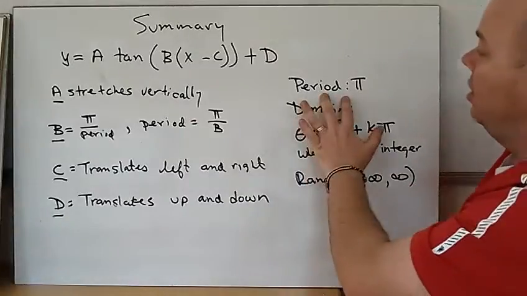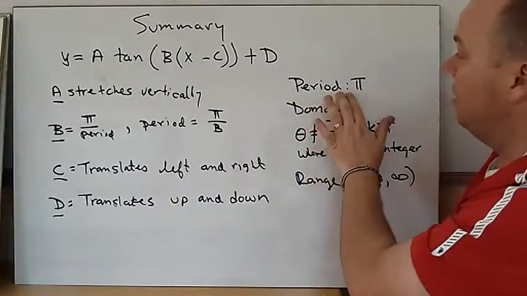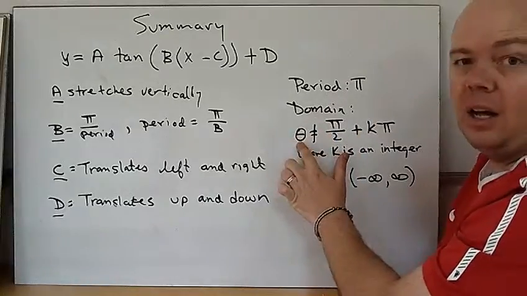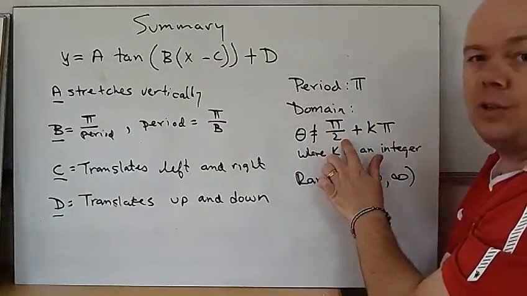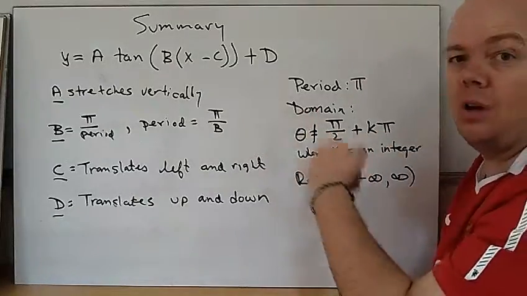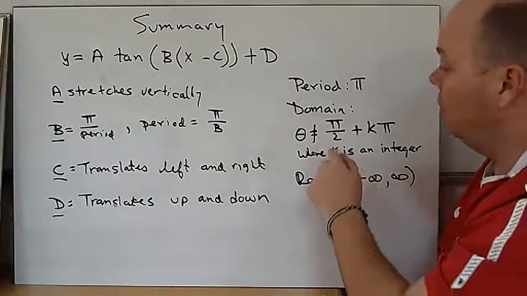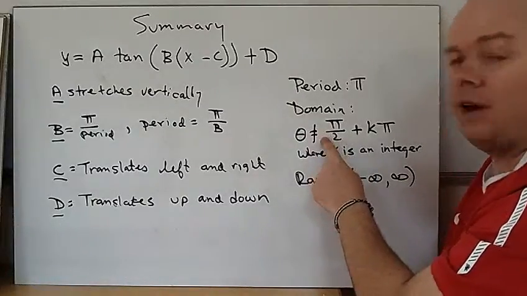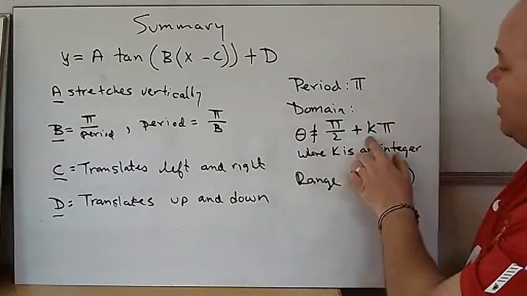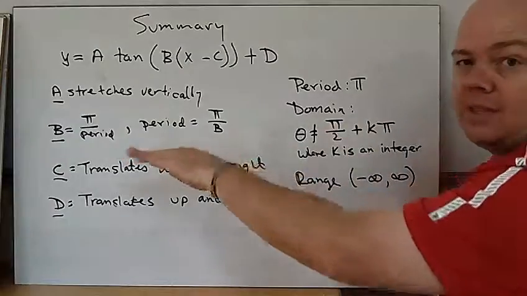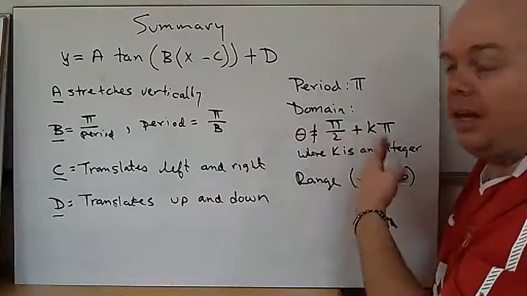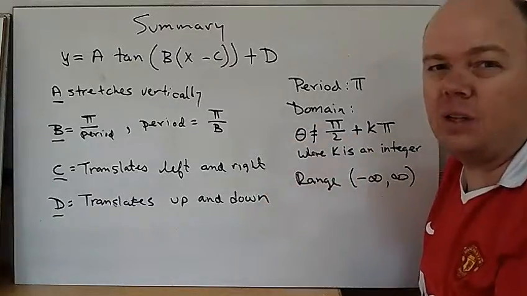Some other things, the period of the tangent graph, I already mentioned a couple of times, is pi. The domain is every theta except for pi over 2 plus or minus multiples of pi. So remember, that's where the cosine graph crosses the x-axis. So where cosine is equal to 0 is at pi over 2 and multiples of pi after that, where k is an integer. So you could go to the left and to the right; whenever it's equal to pi over 2 plus some multiple of pi, that value is undefined in the domain.